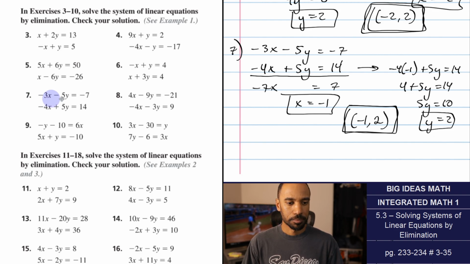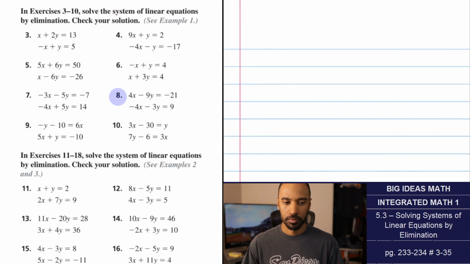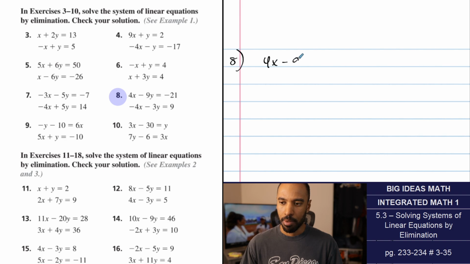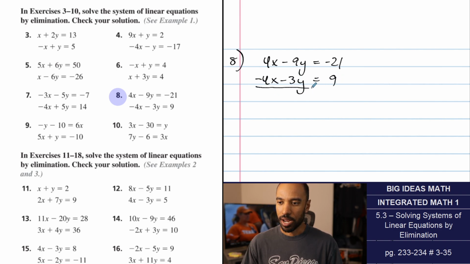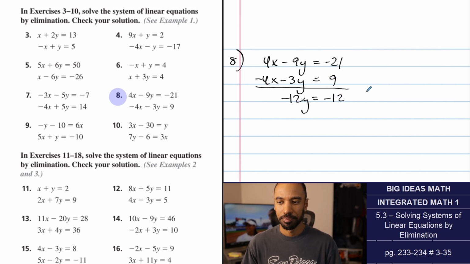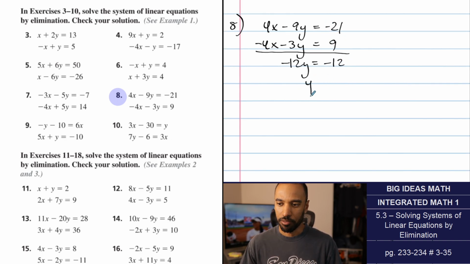Number 8. 4x minus 9y equals -4x. Okay. Y's do not eliminate. I was going to say they do. X's eliminate. Boom. -9y minus 3y is here. -21 plus 9 is here. Divide by -12, you get y equals 1.